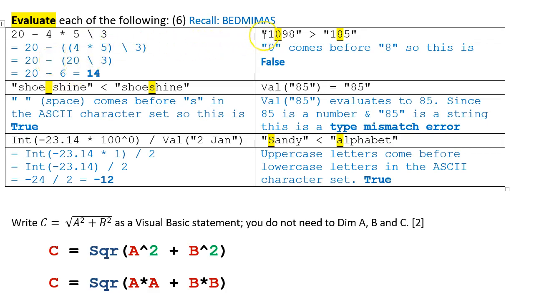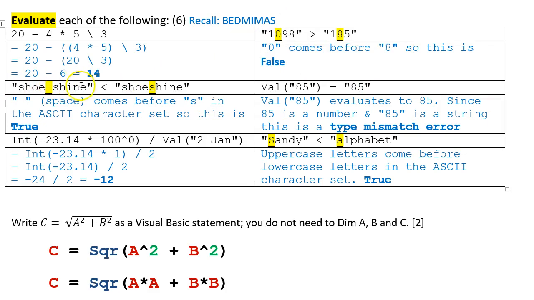For the one on the right, does 1098 come before 185? Well, the answer is false. If you are thinking mathematically, 1098 is definitely greater than 185. However, this is not math. This is the ASCII character set. In this case, you have to compare each position independent of the length of the string. So 1 and 1 are equal. 0 comes before 8, which means that this test, this Boolean expression, is false.